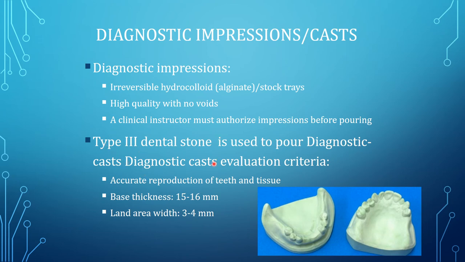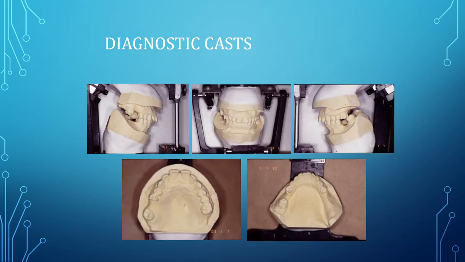Type 3 dental plaster is used to pour the diagnostic cast. Evaluation criteria: accurate reproduction of teeth and tissue, base thickness and land area thickness. This is all stuff that we do daily in our daily work. So this is how a diagnostic cast looks like.